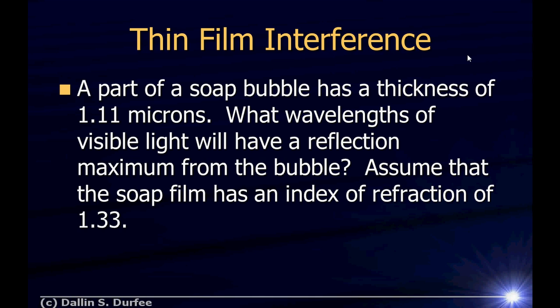A part of a soap bubble has a thickness of 1.11 microns. What wavelengths of visible light will have a reflection maximum from the bubble? Assume that the soap film has an index of refraction of 1.33.